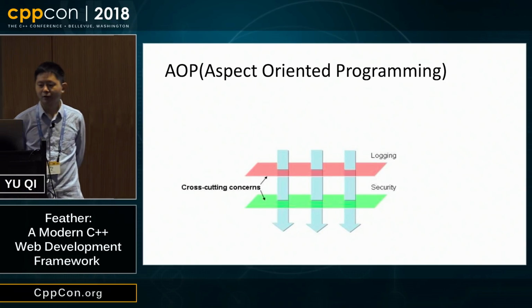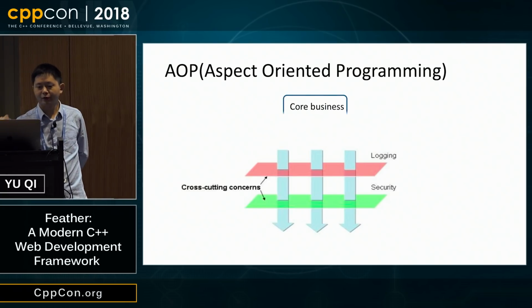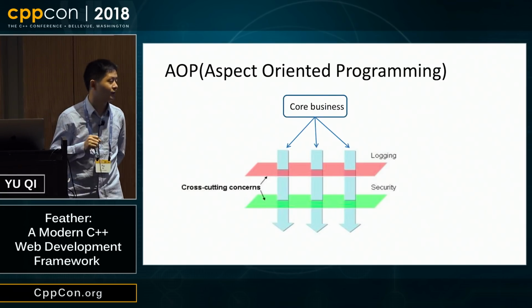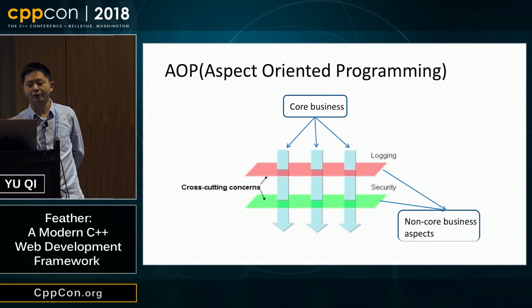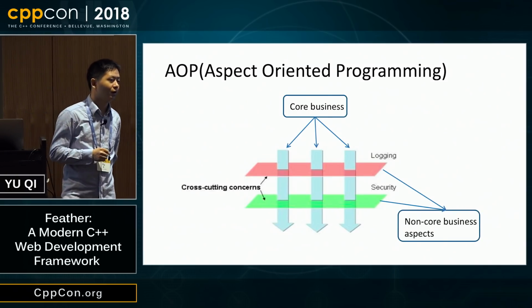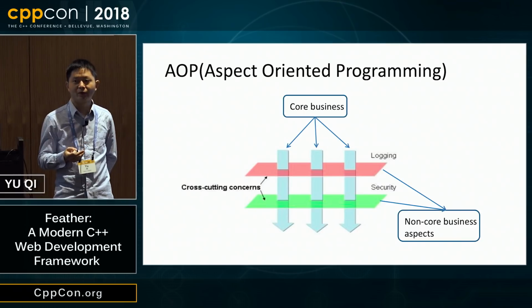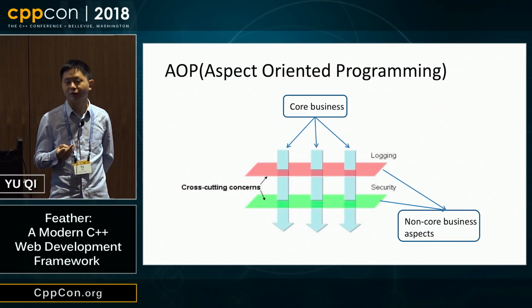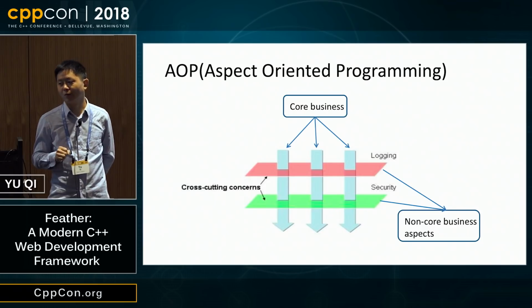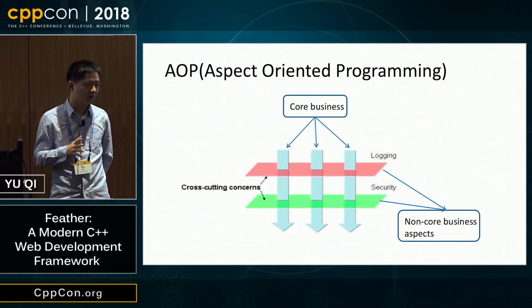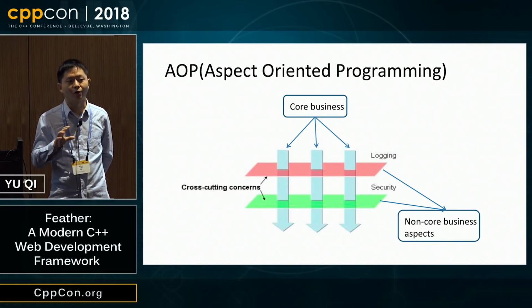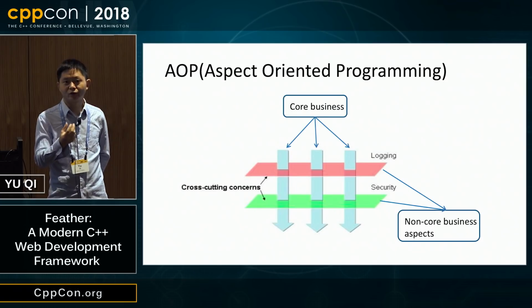What is AOP? Look at the picture. These are the core business, and these are the non-core business. What is non-core business? For example, the logging and some foundation. They are non-core business. And different core business have the same non-core business code. So we can extract the long non-core business code into aspects.